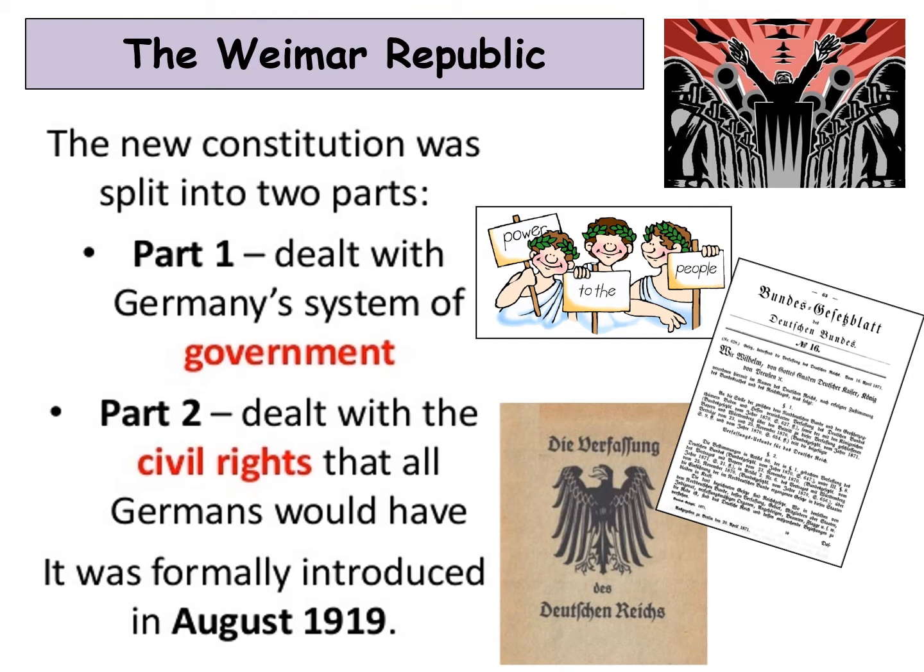The new constitution that they drew up was split into two parts. Part 1 dealt with Germany's system of government, how it was going to exist as a new government, as a new democracy. Part 2 dealt with the people, so it dealt with civil rights, things that all Germans would actually have, and it was formally introduced in August of 1919.